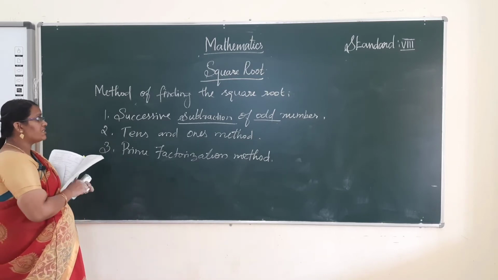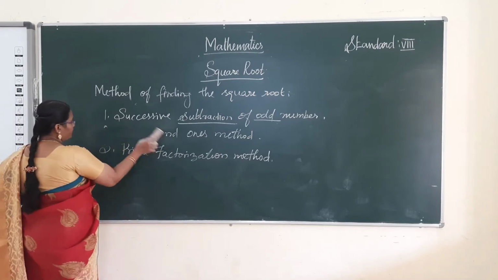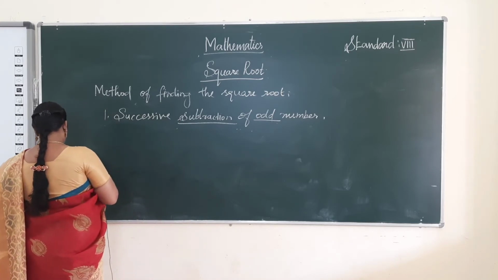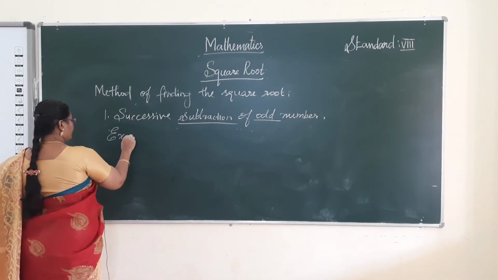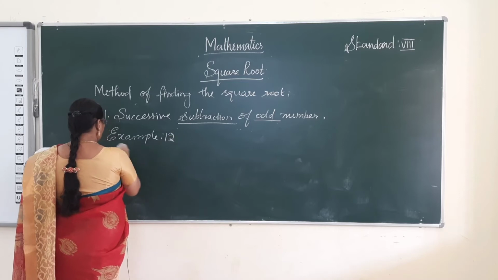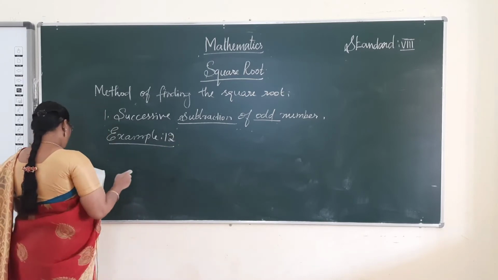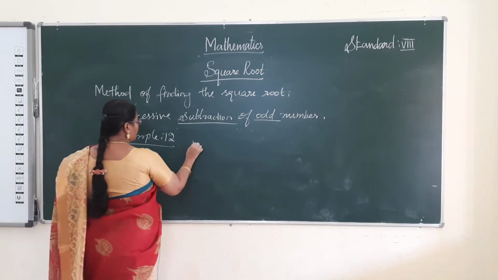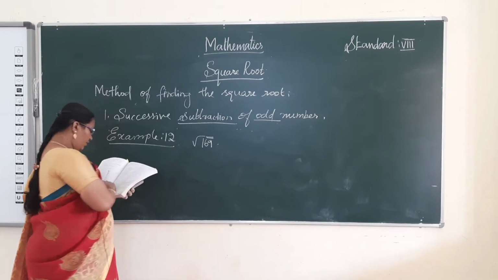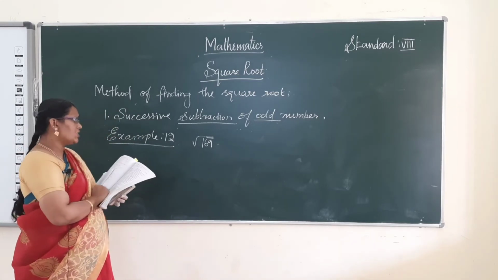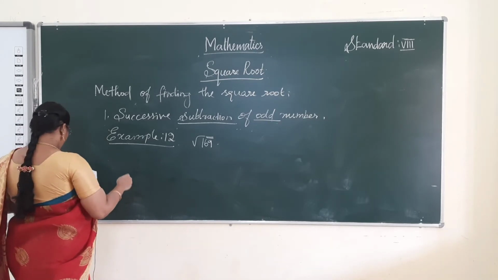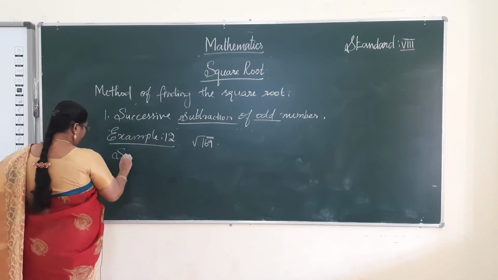Now see the first type, successive subtraction of odd numbers. See the example. Example 12. Find the square root of 169 by using the method of repeated subtraction. Repeated subtraction and successive subtraction have the same meaning, continuous subtraction. How do you find it? See the solution.